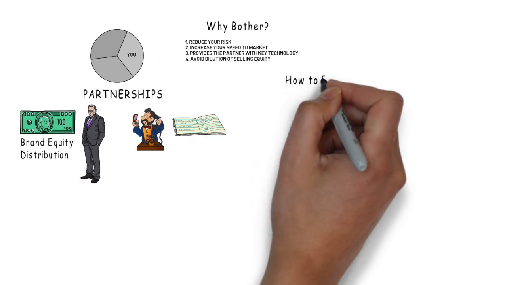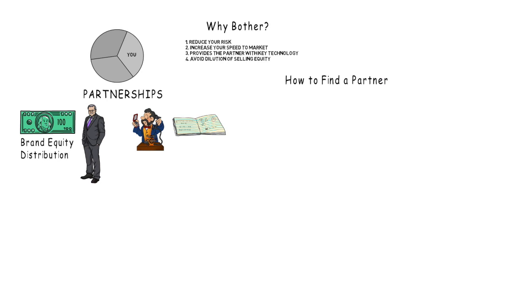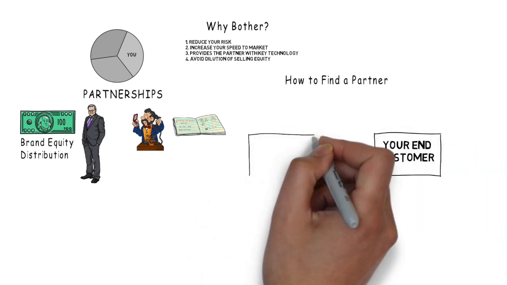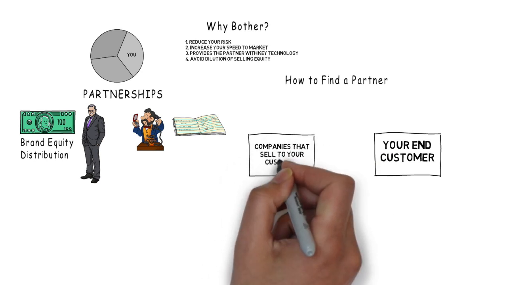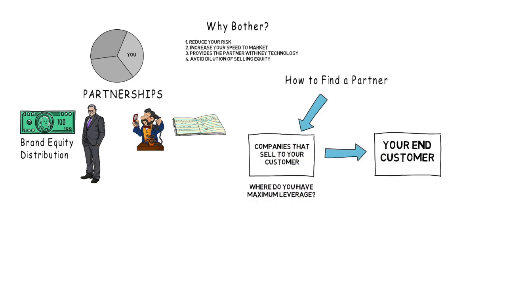So then the next question is how to find a partner. Well, it's all about the end customer. Your partner already serves your end customer. So examining your end customer's purchase history can help point to the right potential partner.